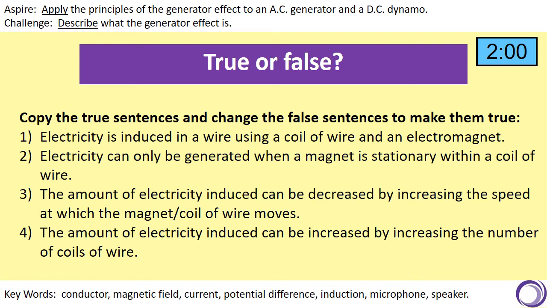What I want you to do now, 2 minutes, is we've got 4 sentences which will serve as notes for you. Some of the sentences are true, in which case, if they're true, just copy them out. If you think they're false, you'll need to make a little amendment to make them correct and then copy them down. 2 minutes.